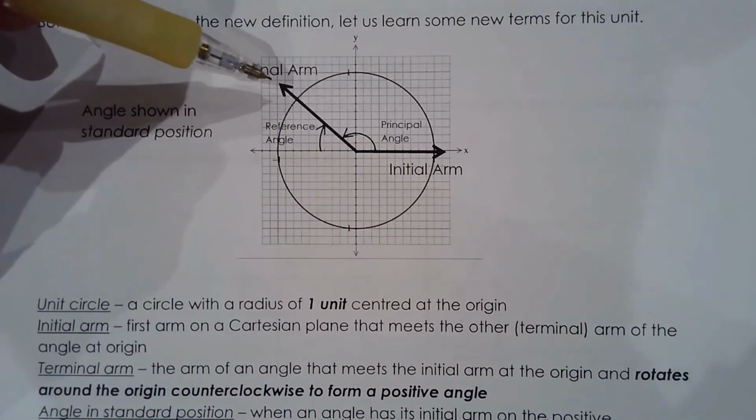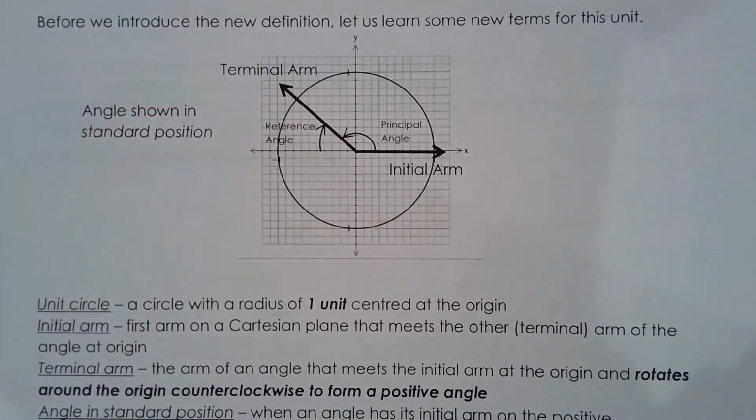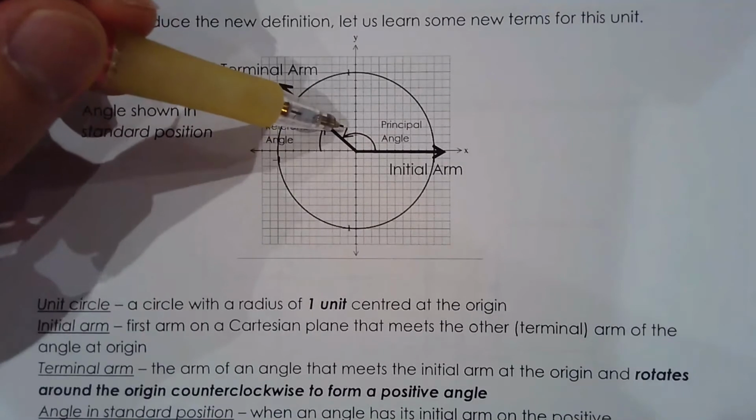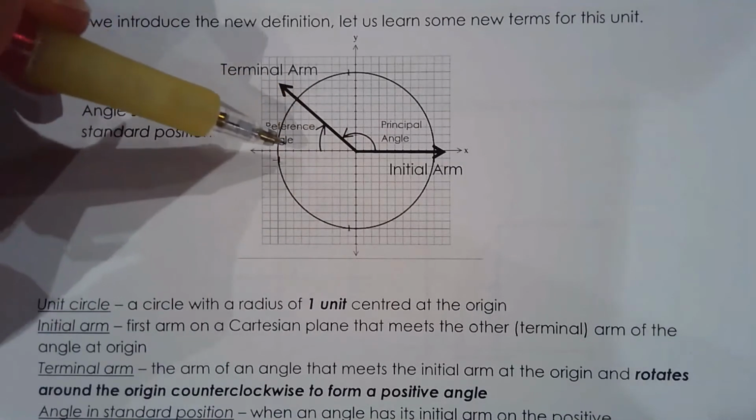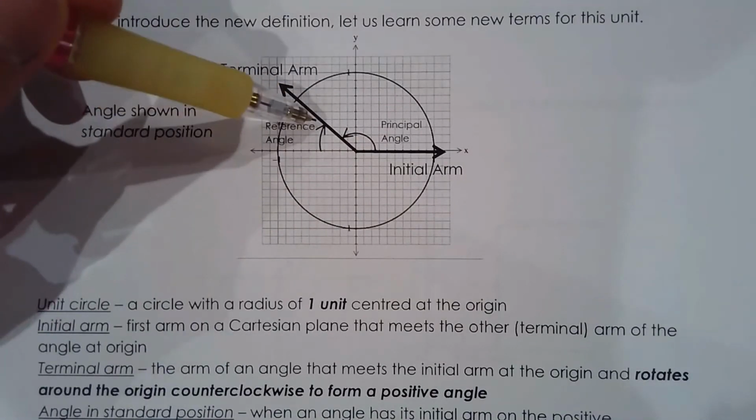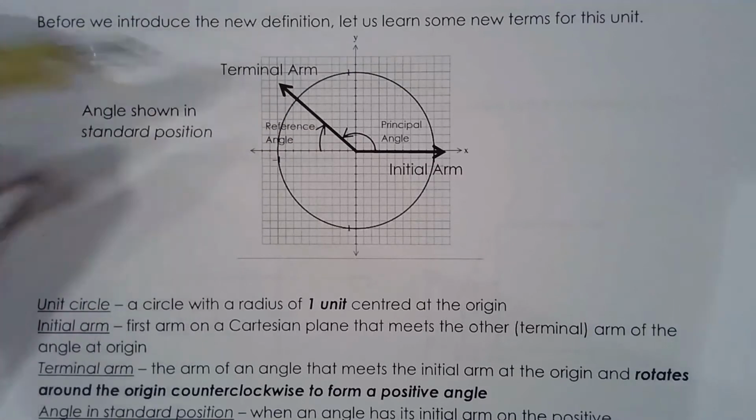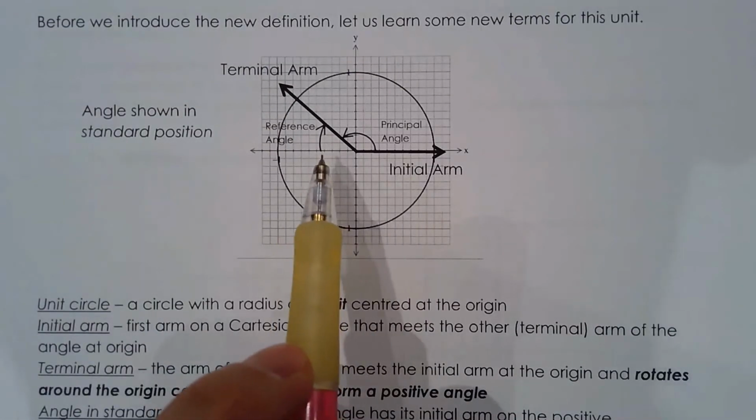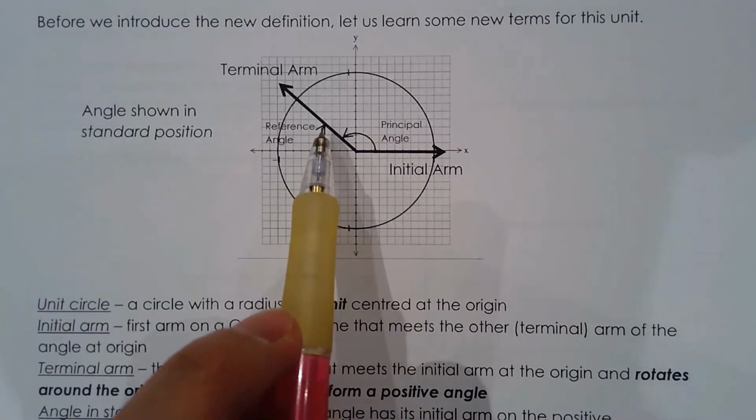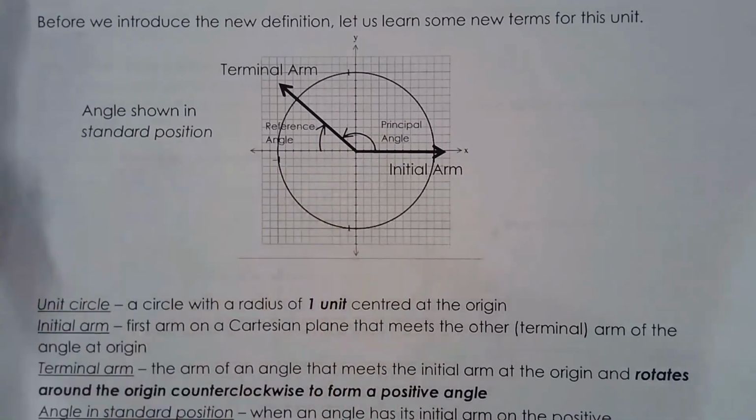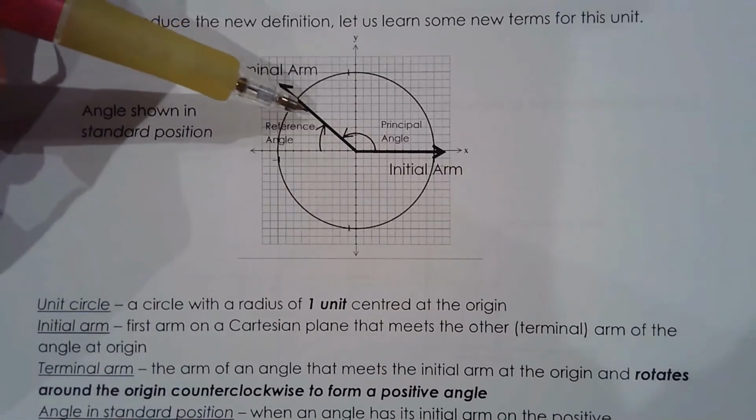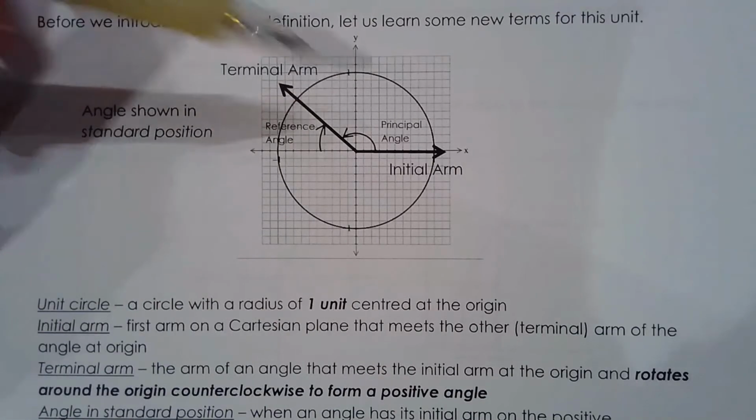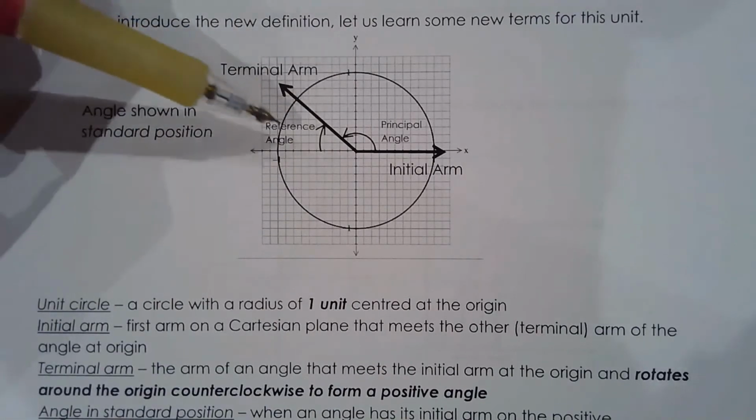So as the terminal arm moves, it's going to change the principal angle. Now, there's an angle that's associated with the principal angle, which is called the reference angle. The reference angle is the acute angle between the terminal arm and the x-axis. A very common mistake that students make is that they measure the angle between the terminal arm and the y-axis. We don't want that. The reference angle is defined as the acute angle between the terminal arm and the x-axis.